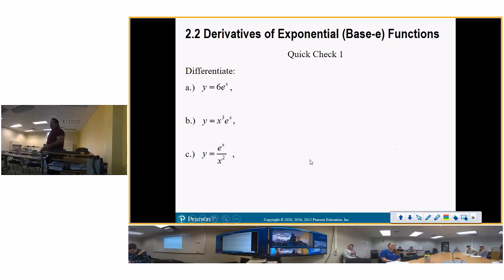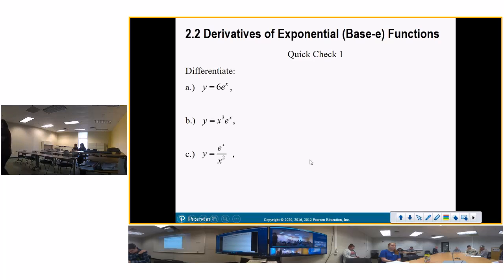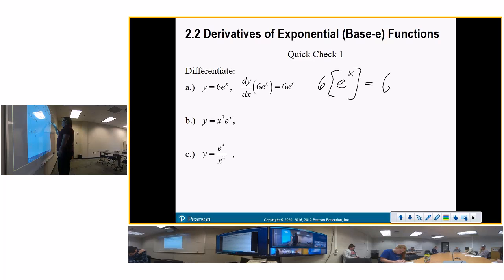Next, differentiate 6e to the x. 6e to the x, that's going to be 6 times the derivative of e to the x, which is equal to 6e to the x.